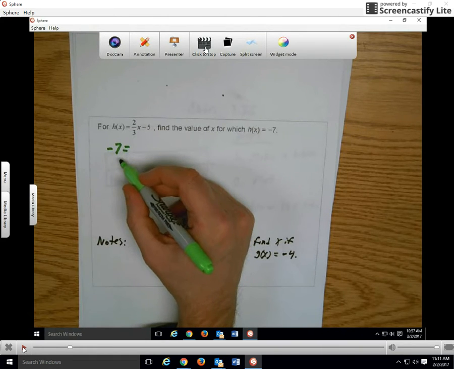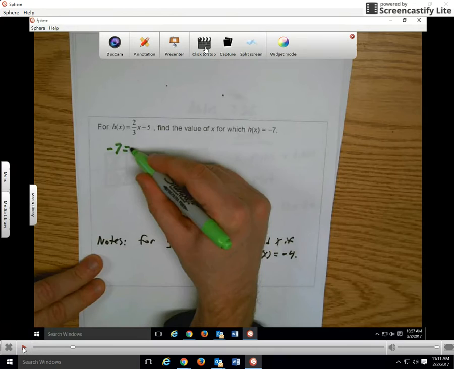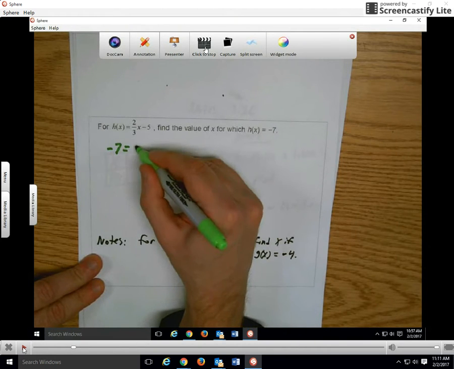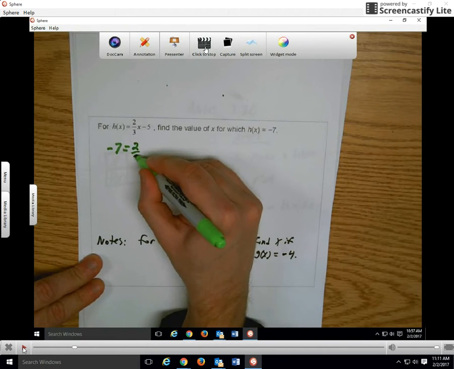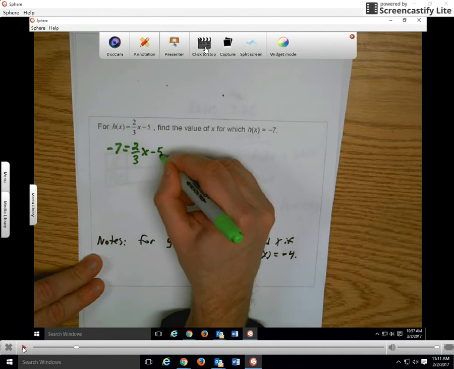or the y, or the h of x, or there's so many words we can call it, right? We can call it the dependent variable. We can call it the range, part of the range. And then that's where the -7 goes, and then we'll just write the rest of this equation down. 2/3 x minus 5. We'll just write everything down.